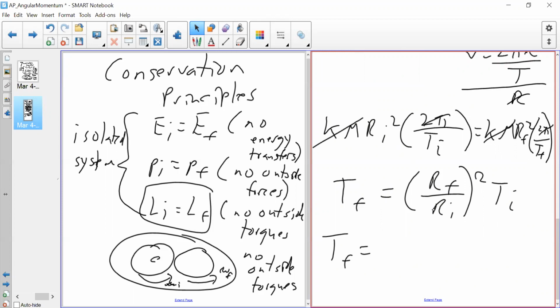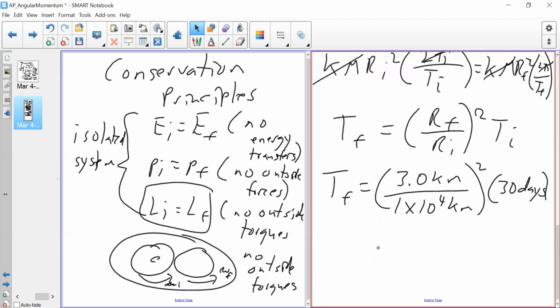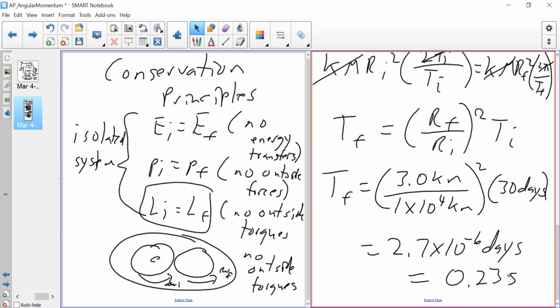So the final radius, 3 kilometers over 1 times 10 to the 4th. And then that's squared. Multiply that by the period, 30. That's 2.7 times 10 to the minus 6 days. And if you want to convert it to seconds, that comes out to be 0.23 seconds. So this neutron star rotates once every quarter of a second.